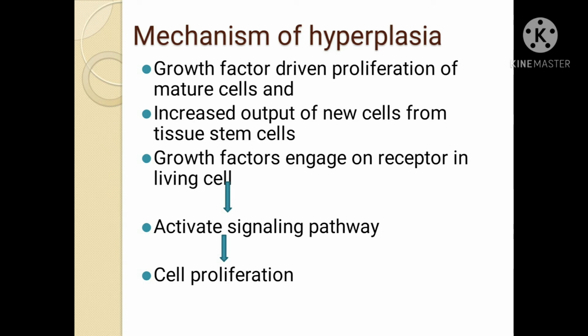Mechanism of hyperplasia: hyperplasia is a result of growth factor driven proliferation of mature cells and increased output of new cells from tissue stem cells. The growth factor engages receptors on target cells and activates the signaling pathway. As a result, cell proliferation occurs.